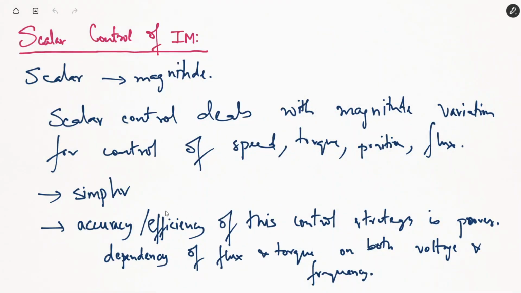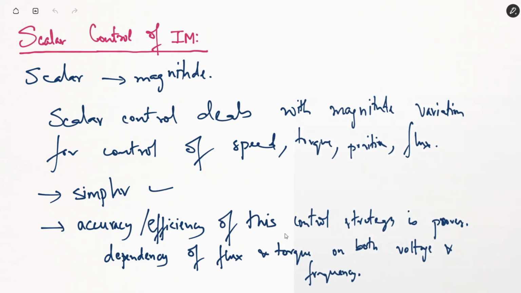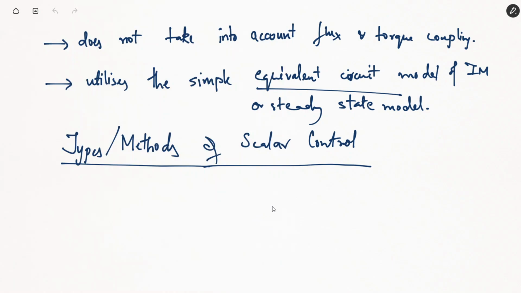So scalar control is simply magnitude variation. We can change the magnitude of voltage or current to achieve control of speed, torque, or position. It's simpler. Its accuracy and efficiency are poorer compared to the vector control strategy, owing to the coupled nature of flux and torque in induction motors. And it uses simply the equivalent circuit model of the induction motor.